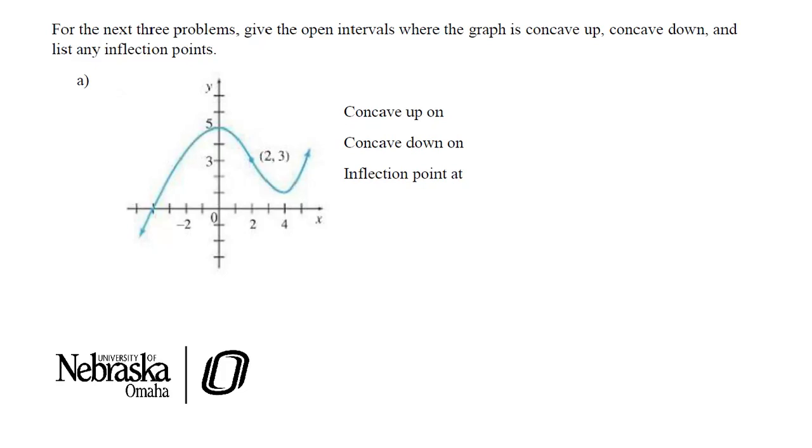So notice at this point, 2, 3, we're changing from concave down to concave up. So we are concave up on this portion, and we are concave down here. And then our inflection point is at 2, 3. Okay, so we're concave up from 2 to infinity, concave down from negative infinity to 2. And that's all it's asking us for.